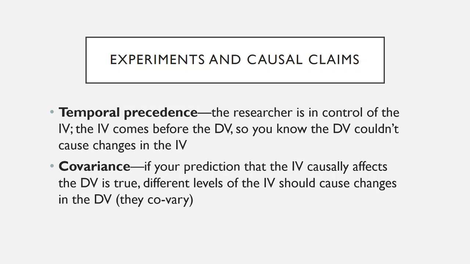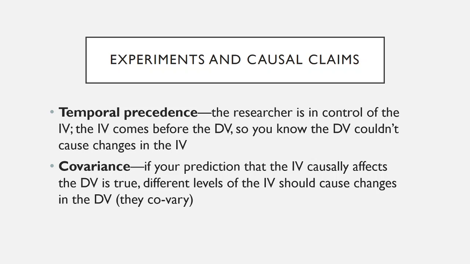Now, one of the criteria for an experimental causal claim to be met actually overlaps with a correlational study. Essentially, you need to find that changes in the IV are associated with changes in the DV. So you're in control of the changes happening with the IV. You're creating the conditions, but there should be an ensuing change in the DV.